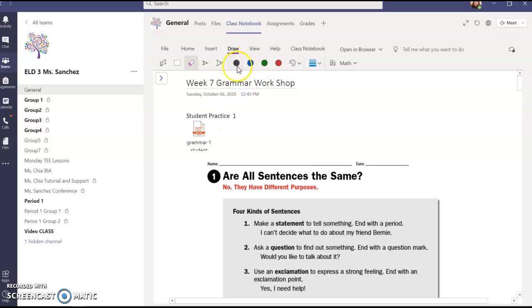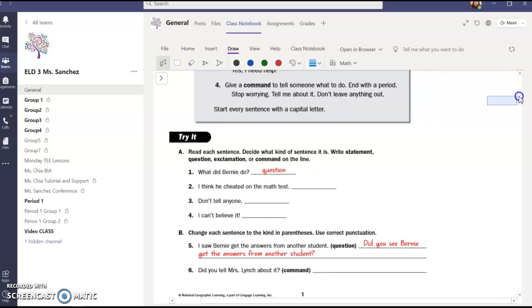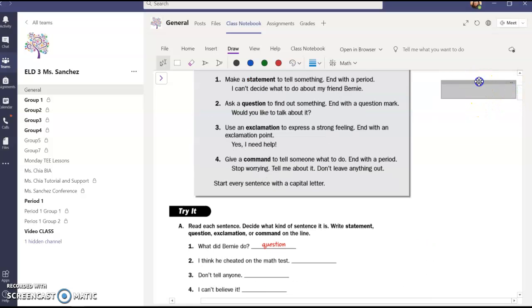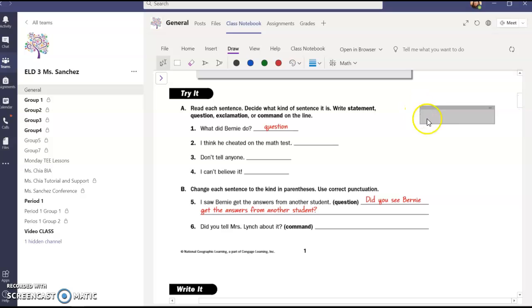If it's so hard for you to write, you can always insert. You're still in the draw section, but you click on this little type, and what it will do is give you a little box. And then in this box, you type your answers. But you have to make sure that you put your box next to the section that you're working on. So if this is your section, you click on this little type, then you would put A, then you would put number 1, and you would put whatever your answer is for number 1.